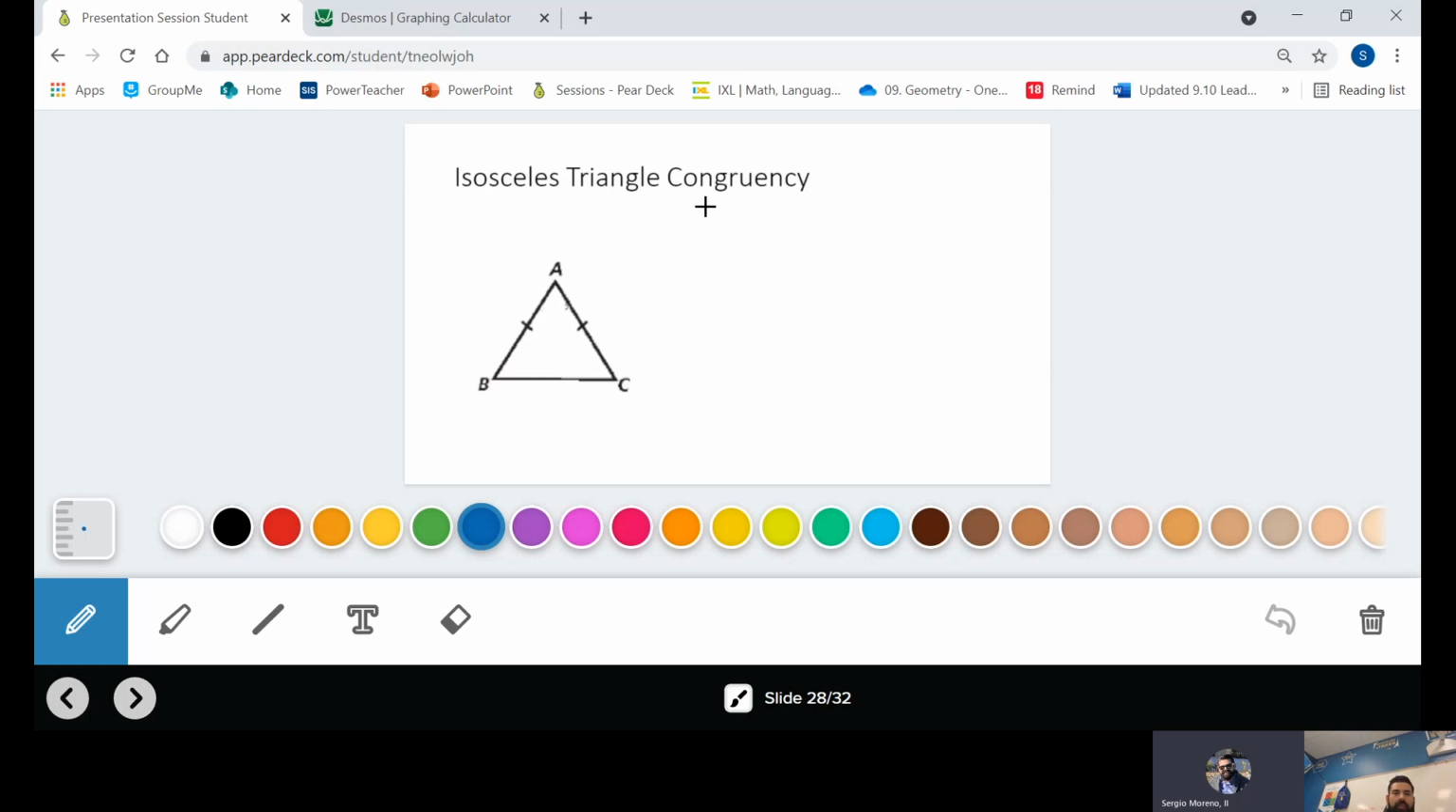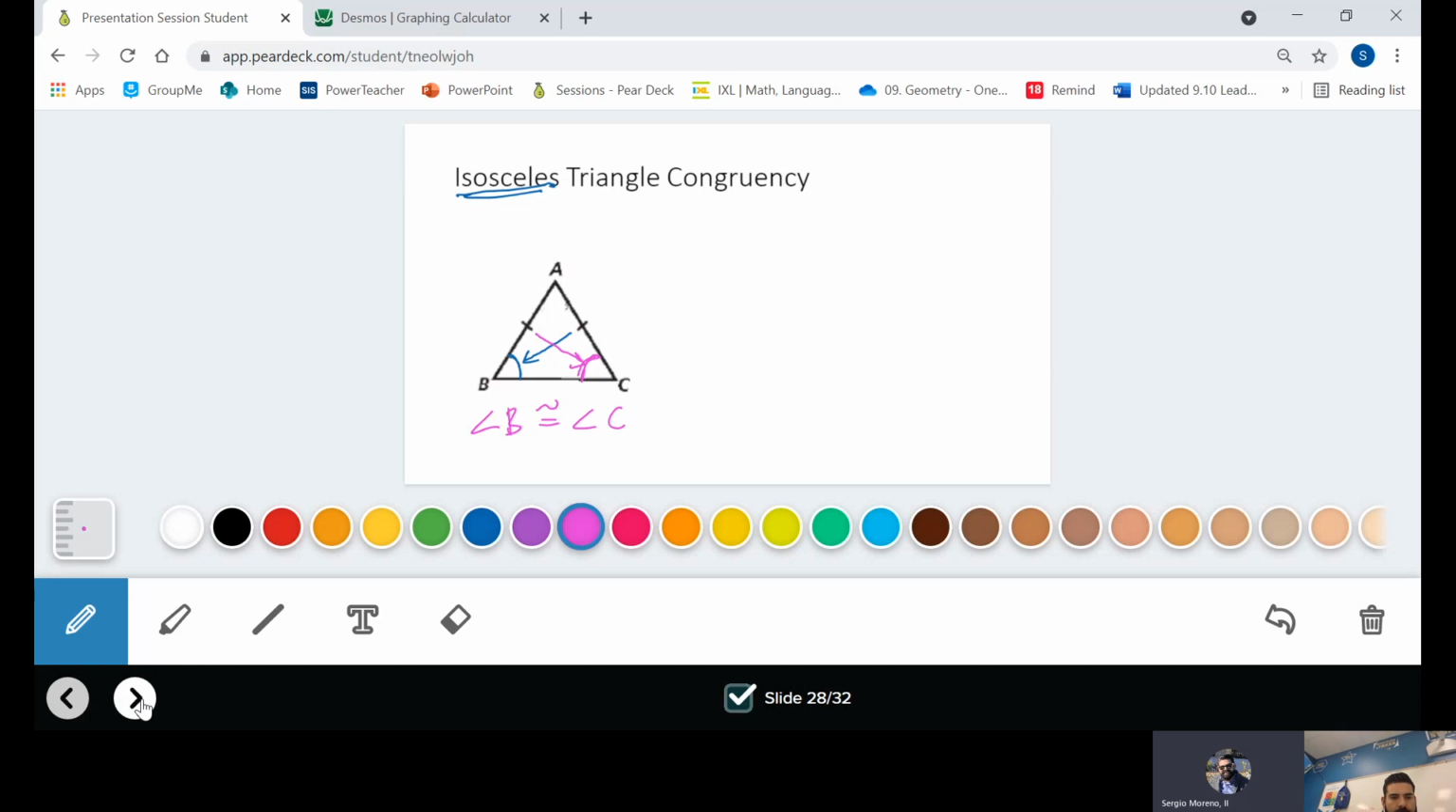An isosceles triangle congruency. Be aware that an isosceles triangle has two sides that are equal or congruent, which means if this side AB here and this side AC are equal, then the opposite angles must also be equal, right? So here and here, that means that angle B equals angle C, okay? Or they're congruent. So when you're trying to justify parts of a triangle, remember that this is the case.